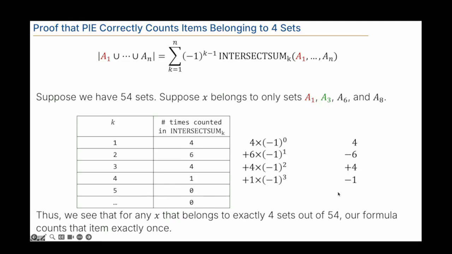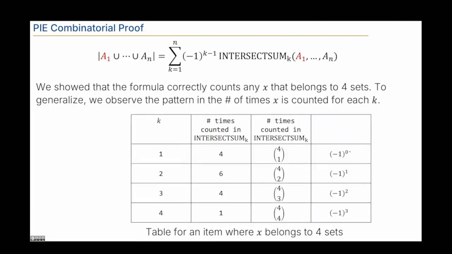So in other words, what we just showed is that for any x that belongs to exactly 4 of the sets, these ones, for example, or any other set of 4 sets, our formula counts that item once, which is great. It's supposed to count everything once. It counts items that belong to 4 sets exactly once. That's the basic principle. If you understand this, this is most of the proof. If you get this, this is the important part, and the rest is kind of bookkeeping. Okay, but let's do the bookkeeping.